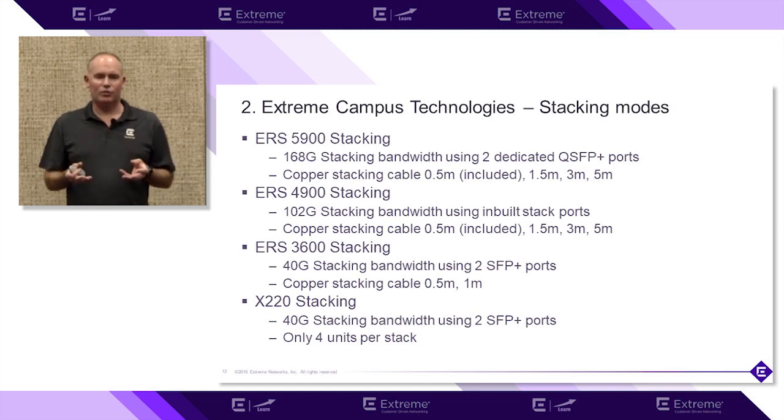The difference on these switches is basically the stacking bandwidth, and they use dedicated copper cables that are available in the distances 1.5 meter, 3 meter and 5 meter. The stacking cable on the 4900 is actually included with the switch, so that's worth knowing when doing bill of material. And then finally the X220 stacking.